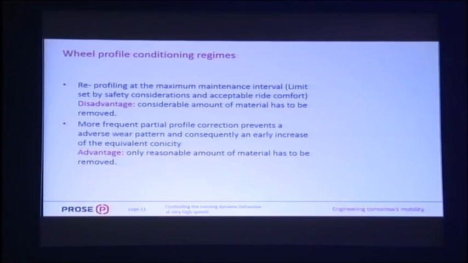Now you have a further option to prevent the instability. You have to maintain a very good profile. The traditional way is you reprofile your wheel at a certain maximum maintenance interval. That has the disadvantage that you have to remove a considerable amount of material, and that's expensive. The other option is you remove less material more frequently. This means you recondition your wheel profile very early, and that leads not to a very bad wear pattern.